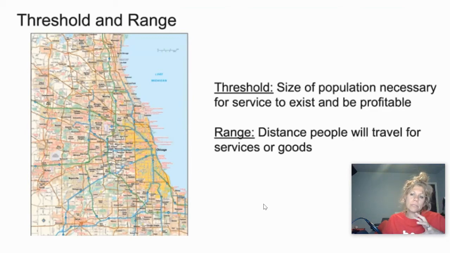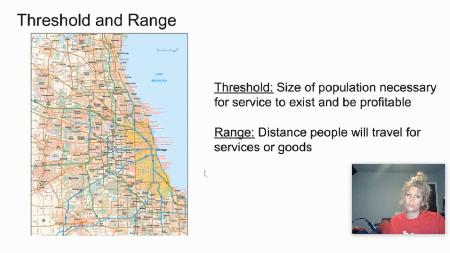So before we move on with central place theory, it's important that you understand what range and threshold are. So go ahead and write the definition of those in your notes as well. So threshold is the size of population that's necessary for a service to exist and be profitable. So for example, if you think of a big mall in Denver, like the Cherry Creek Mall, if you were to put that in the middle of Fountain, it is not going to do well because, quite frankly, Fountain doesn't have the population to support a mall like that and be profitable.